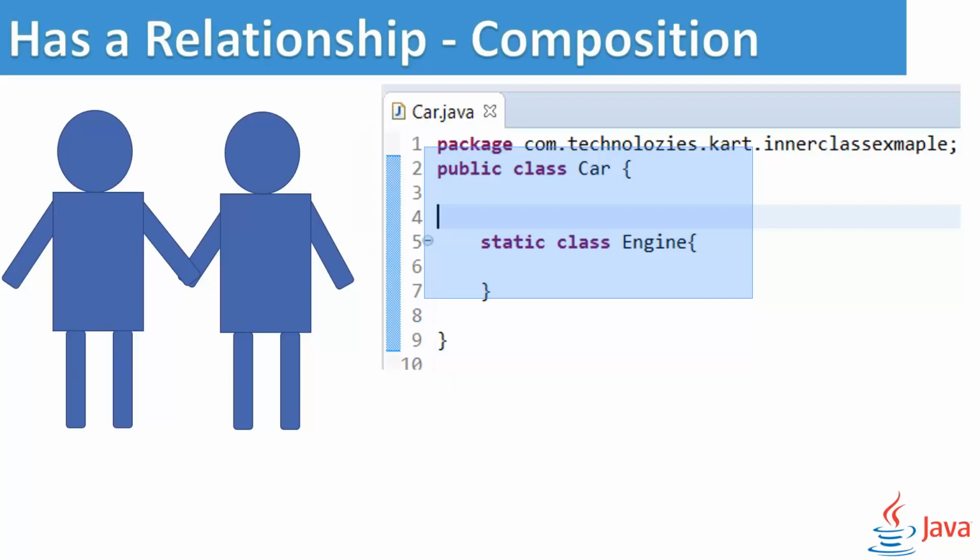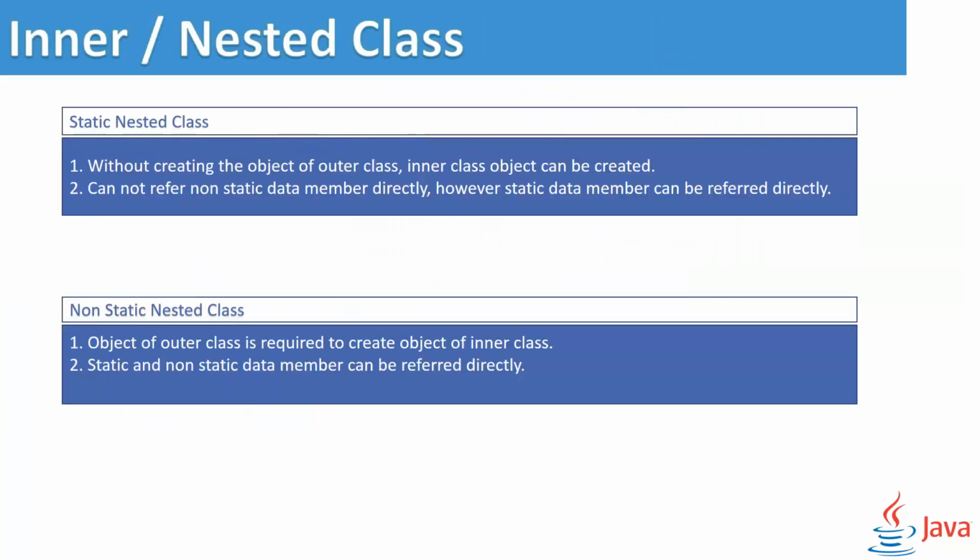Here you can see an example of an inner class. When we create a class inside a class, it is also known as a nested class. In inner classes, we have two different types. One is known as a static nested class and the second one is known as a non-static nested class. In a static nested class, we have some rules.